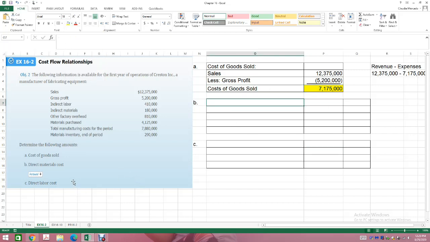Now, letter B. They're asking you for direct materials cost. Okay, direct materials cost. These are the materials that you actually used in the actual production of the good, whatever it is that you're manufacturing. So, they give you a lot of information. We're going to focus on anything that has to do with materials. Okay, so the first thing that we have here is materials purchased. You purchased $4,125,000 of materials. So I'm going to have here direct materials cost, and the first thing we have is materials purchased, $4,125,000.